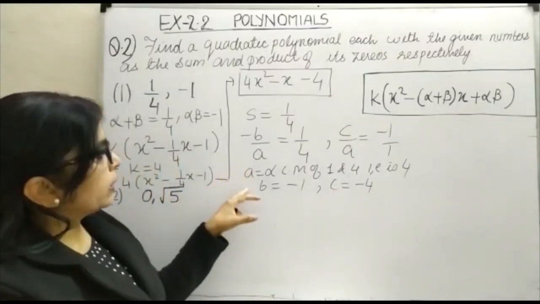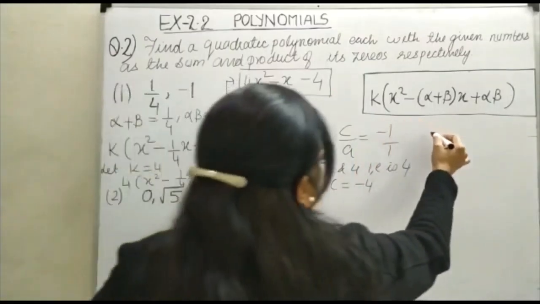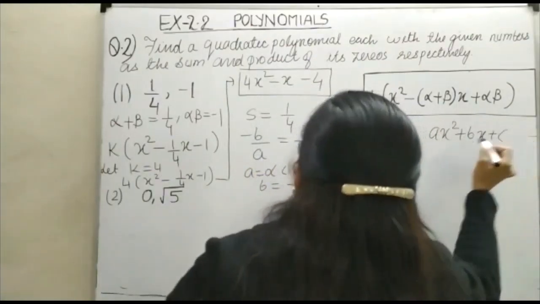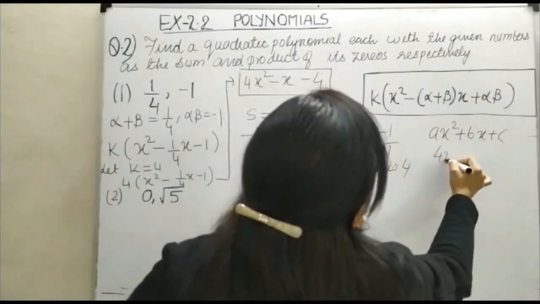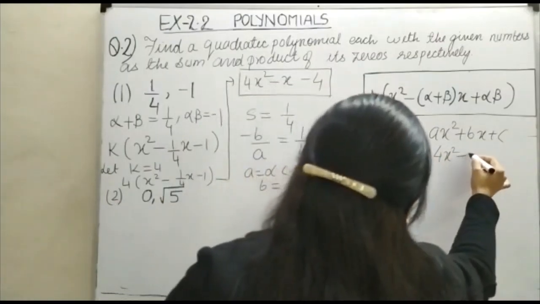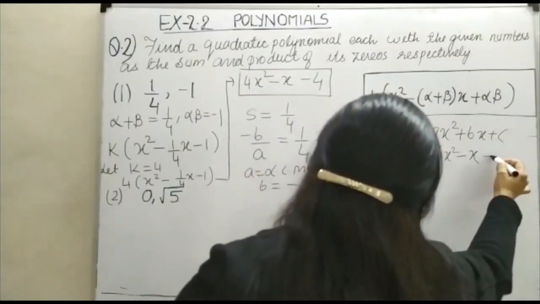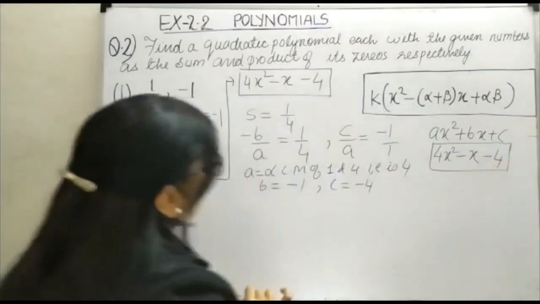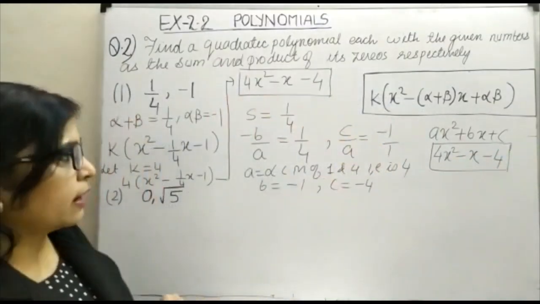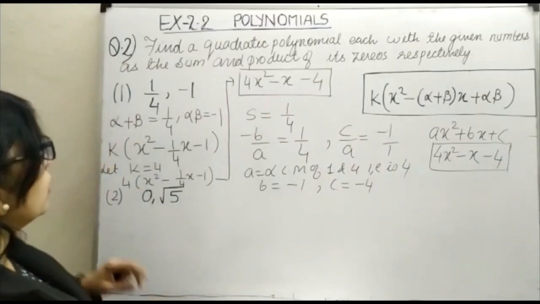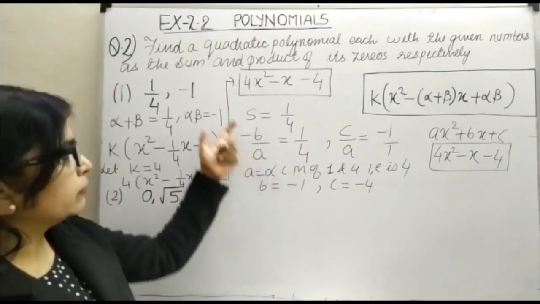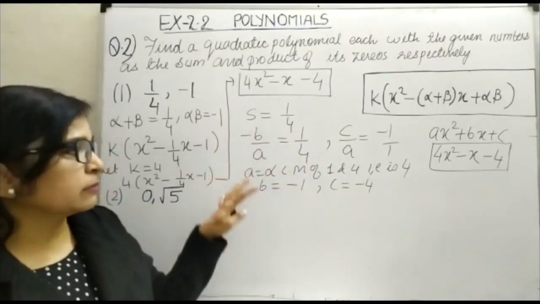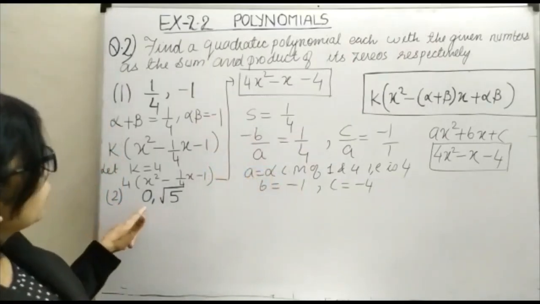Once you get the values of a, b and c, you can directly put them in this equation, that is ax square plus bx plus c. a is 4, so it is 4x square. b is minus 1, so it is minus x, and c is minus 4. In most of the books you will find it this way also. You can see that there is no change in the answer. It is up to you, as I told you, whether you want to use the formula directly or go with minus b upon a and c upon a, where the value of the denominator is the LCM of both terms. In the same way, we have one more question.